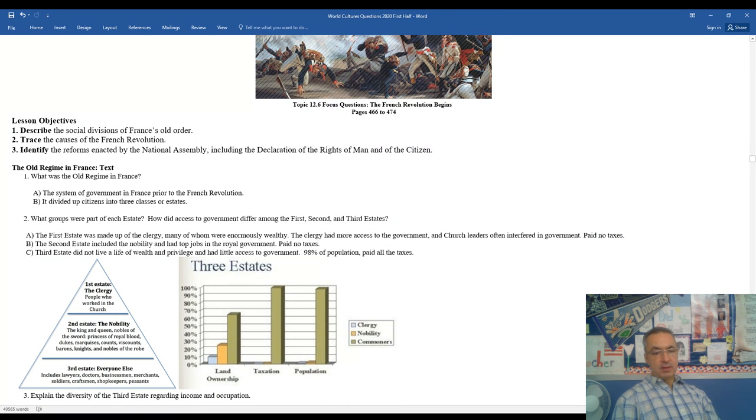First estate was made up of the clergy, many of whom are enormously wealthy. There's two different types of clergy: those who are kind of in the countryside, more your middle class level members of the clergy, and then those who are the religious leadership for the nobility. They're really wealthy. They had more access to the government than did the common folk within the citizen. Church leaders often interfered in the government.